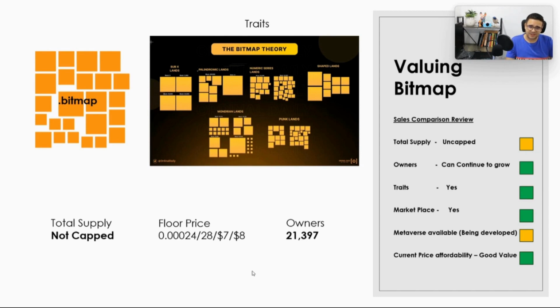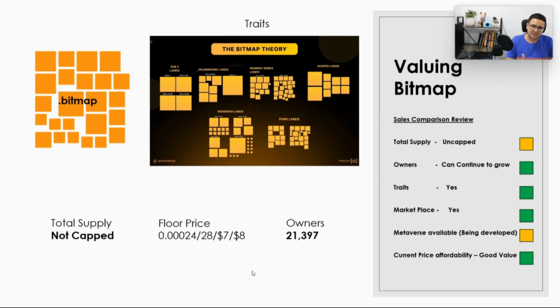We also have traits. We've got sub-X lands, bitmap punks. We're already finding ways of differentiating and giving traits to these lands, which I think is fantastic. Of course, we can't forget the actual block numbers themselves. It's another trait. Is there a marketplace or marketplaces for us to pick up the land? Yes, there are. Fantastic. Is there a metaverse available? Well, no, it's being developed.